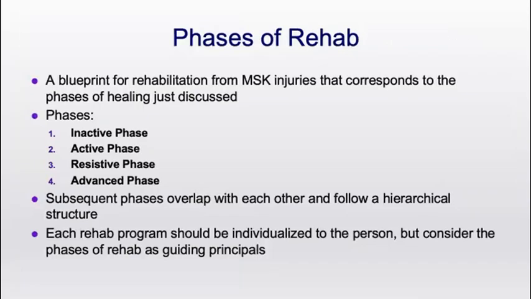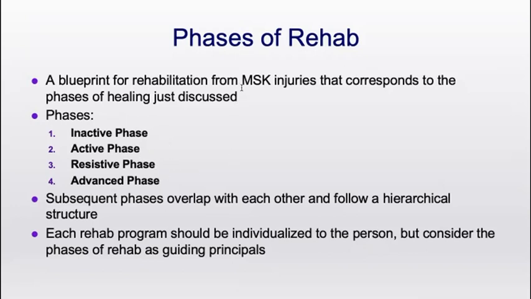So that was the phases of tissue healing. Now we're going to talk about the phases of rehab. Okay, and I want you to understand this quite intuitively. So the phases of rehab, they correspond to the tissue healing phases, but they can be divided into 4 general phases. Each stage typically lasts a different amount of time depending on the severity of the injury, the nature of the injury, and the performance required of the individual post-rehab. But in general, the phases are always the same.